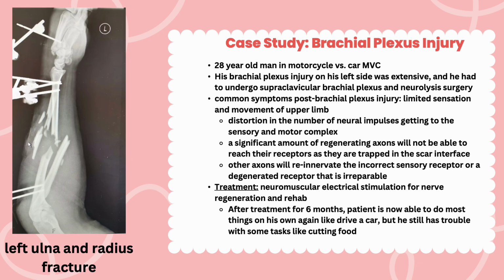And then going on to the case study. So what happened in this brachial plexus injury? Basically, I read this case study on the NIH, and it discussed a 28-year-old man who was in a car accident. He was riding a motorcycle and a car hit him out of nowhere.